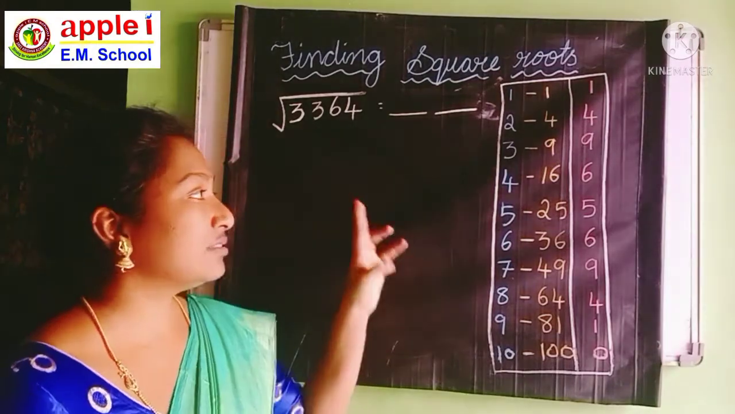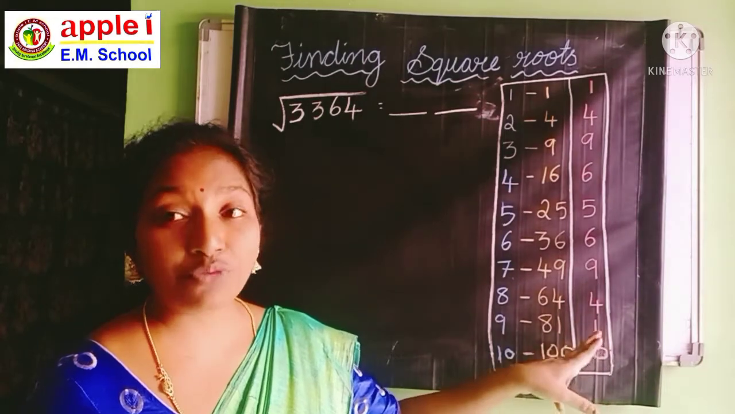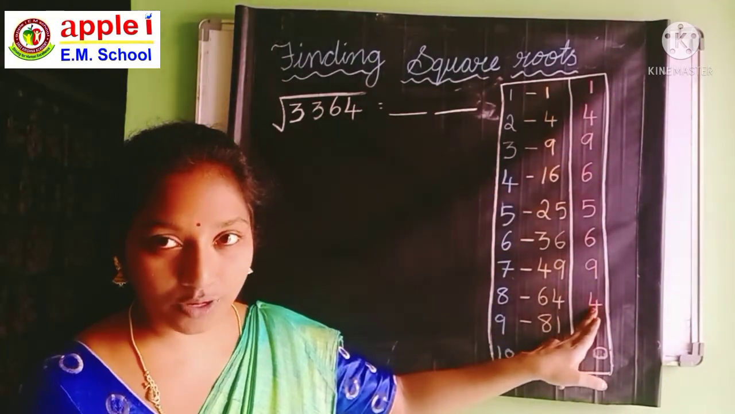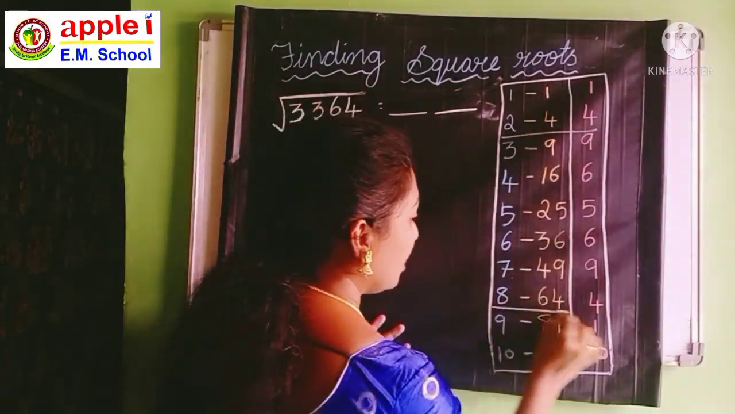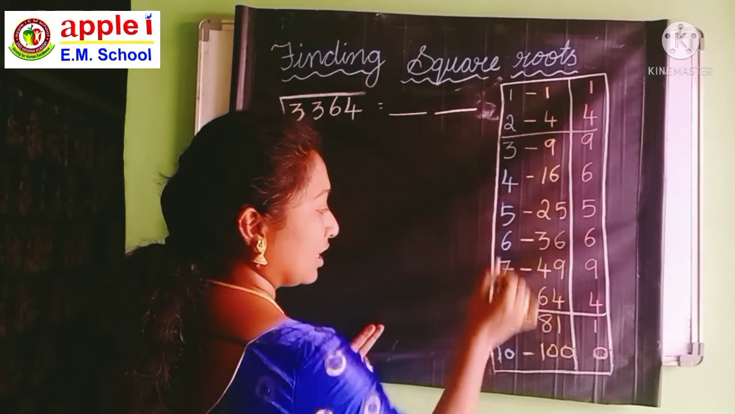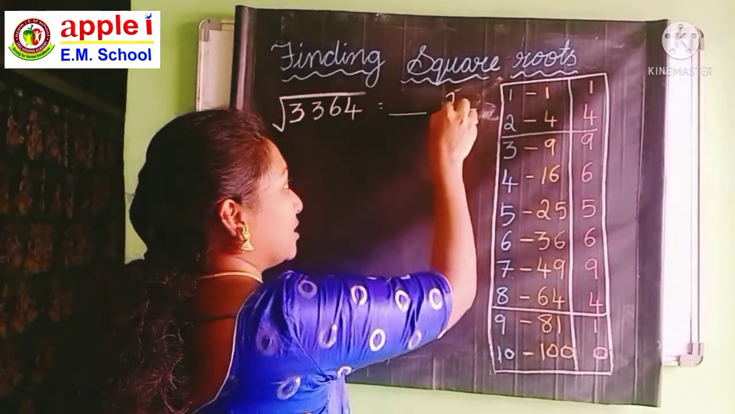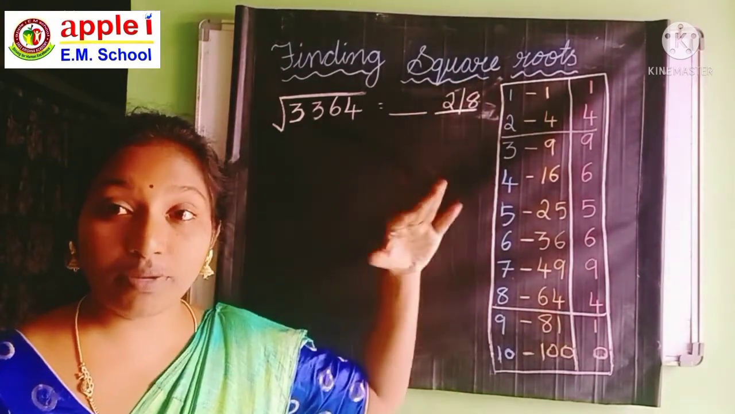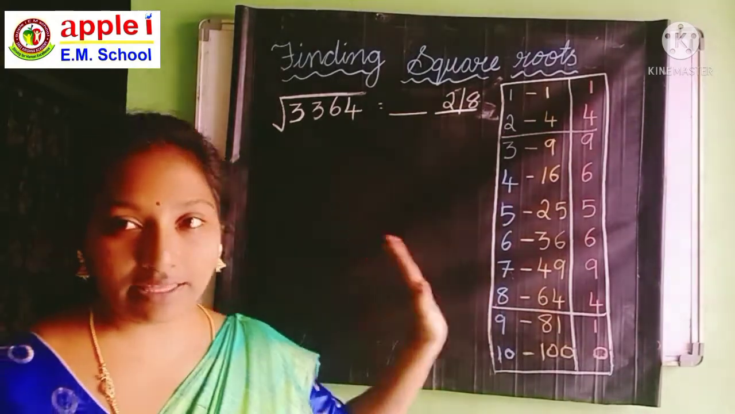Now check this column. Where will 4 fall? Here we also have 4. See the corresponding digit to 4: here 2, here 8. So you will get either 2 or 8. The ones place will be either 2 or 8. Keep it like that.